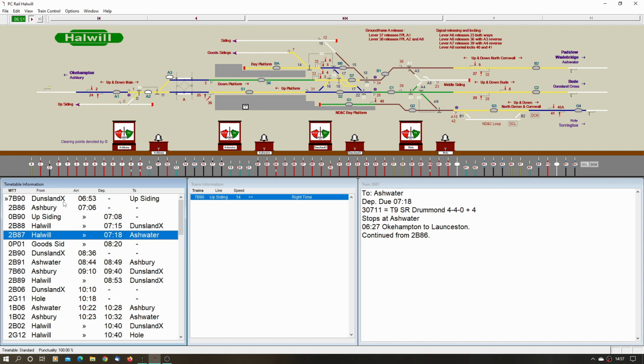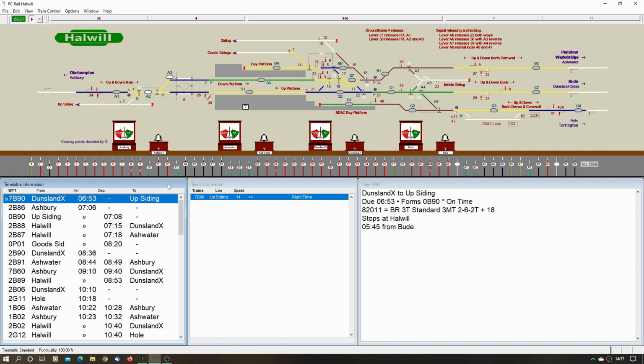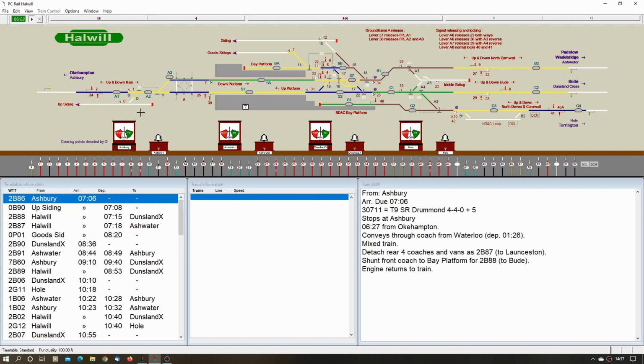Continued from 2B86. Right, let's put 30 signal back. That's the shunt signal into the siding. Let's level crossing can go back, and he's inside. I think we might as well put the points back, so we'll put the lock, reverse D and relock. If we've got a train coming in, I might as well change the 11 points, so we've got the route set for this next train, and then relock.